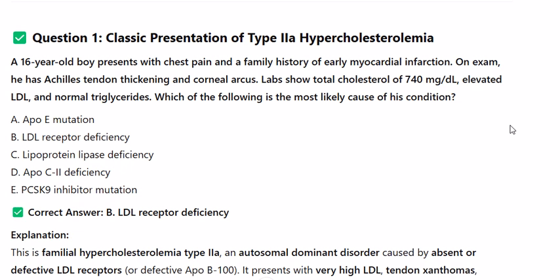A. ApoE mutation. B. LDL receptor deficiency. C. Lipoprotein lipase deficiency. D. ApoC2 deficiency. E. PCSK9 inhibitor mutation. Correct answer, B. LDL receptor deficiency.